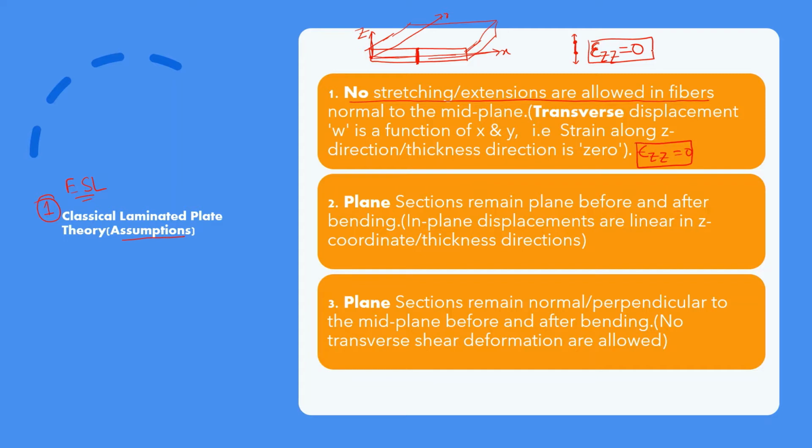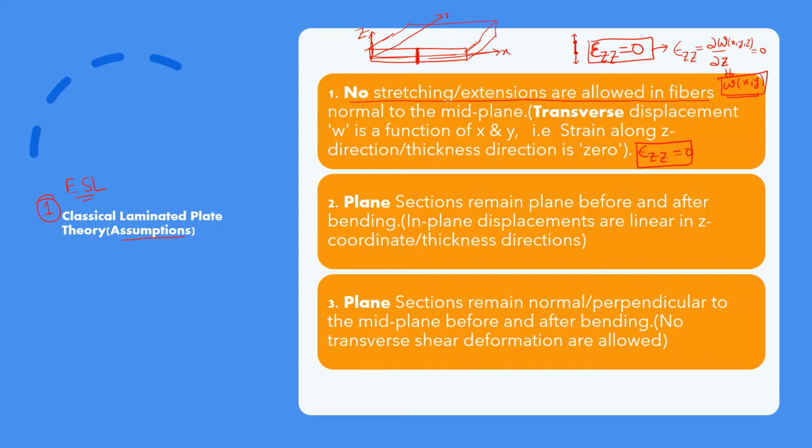So what does it mathematically give? If epsilon zz is 0, then epsilon zz is del w upon del z, where w is a function of x, y, z, which is equal to 0. If this is 0, what this implies is that w is a function of x and y only, not of z. So if we partially differentiate with respect to z and it is equal to 0, then w is a function of x and y only. It is the first assumption.